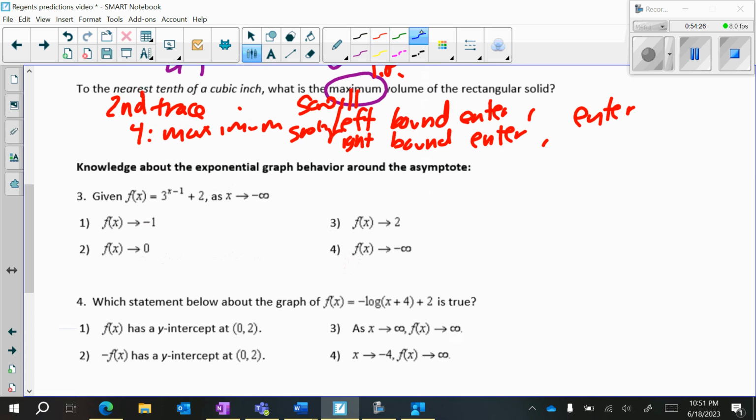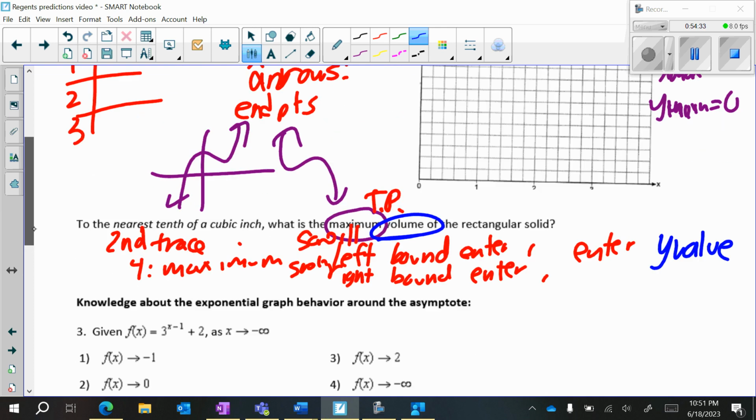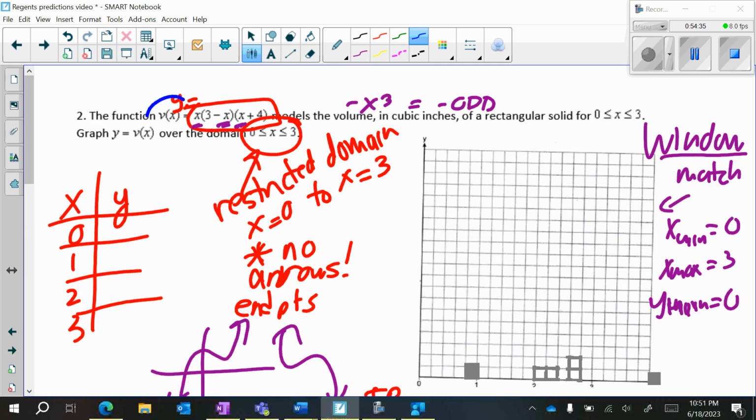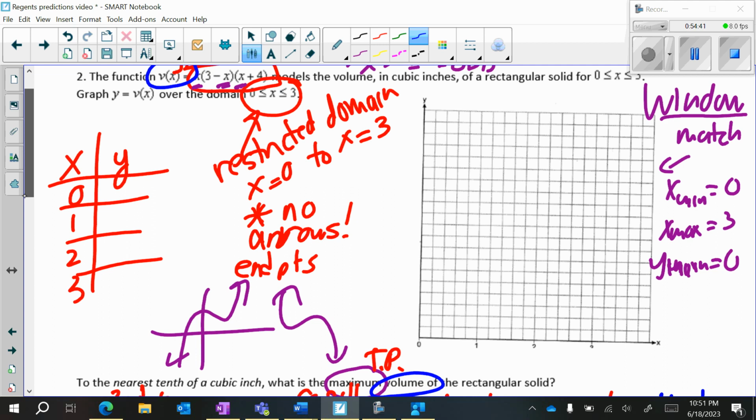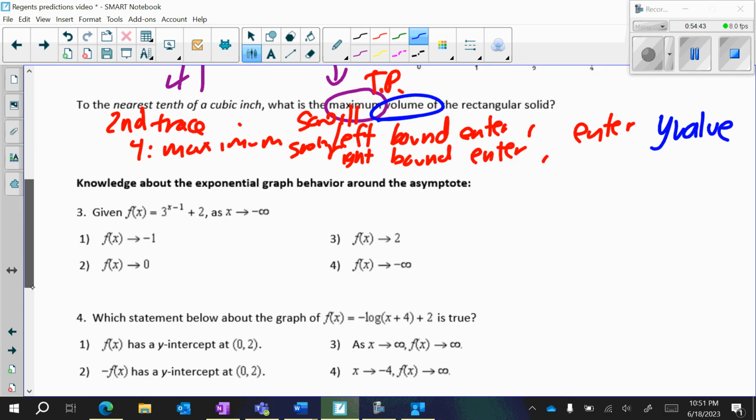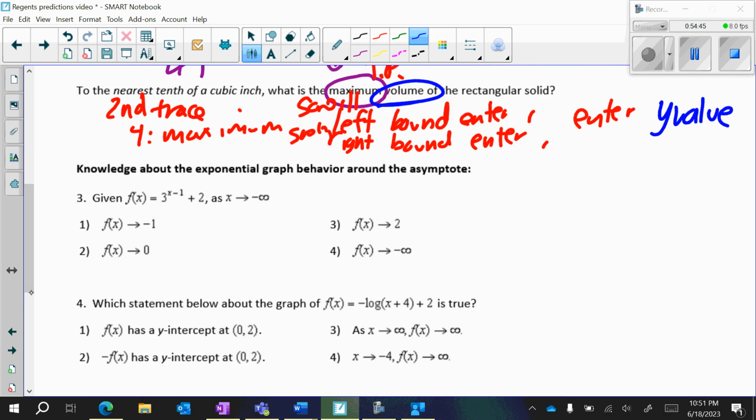And they specifically want the y value of the maximum, because they said the maximum volume. If you go back to the question, the volume is the V of x, which is the y. So pay attention to notation when you're doing your Regents, because just keep in mind, sometimes they ask for time, which would be x, and sometimes they ask for f of x, which is in this case volume.